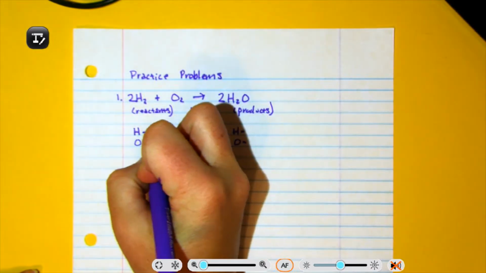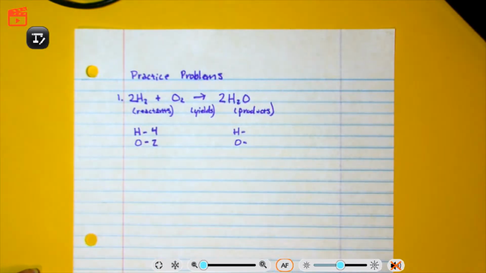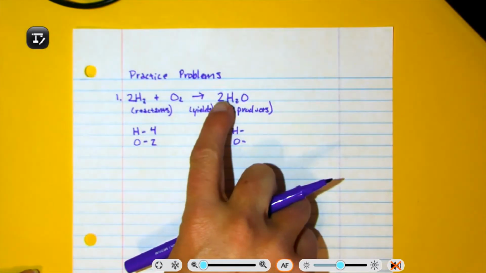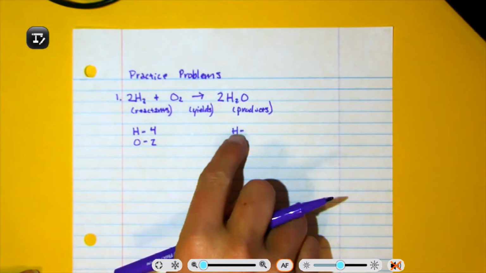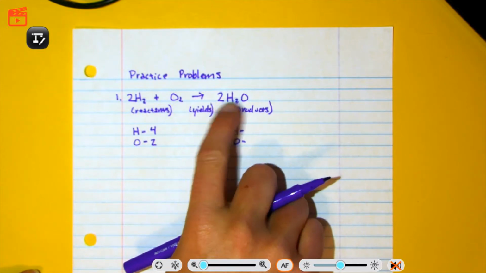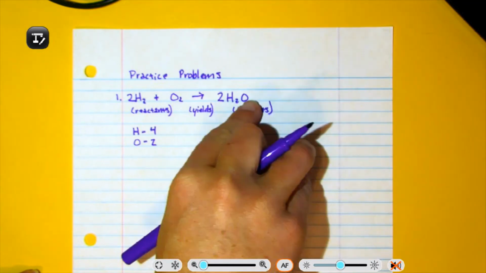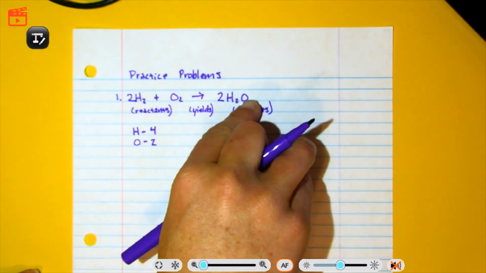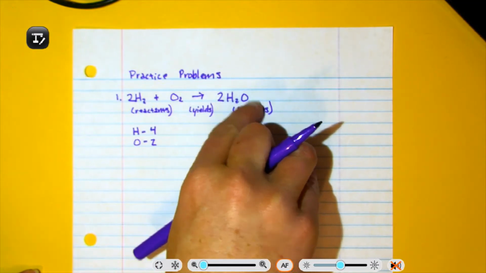Then I look over here on this side. I've already identified my elements. So the next thing I do, is there a coefficient? Why, yes, there is. It's that big number right there in the front, and it's a 2. So for H, what do I do with my coefficient? I multiply it to the subscript. So 2 times 2 is 4. And then oxygen, does it have a coefficient? Yes, it does. It's 2. It doesn't have a subscript, so that's the imaginary 1. 2 times 1 is 2.